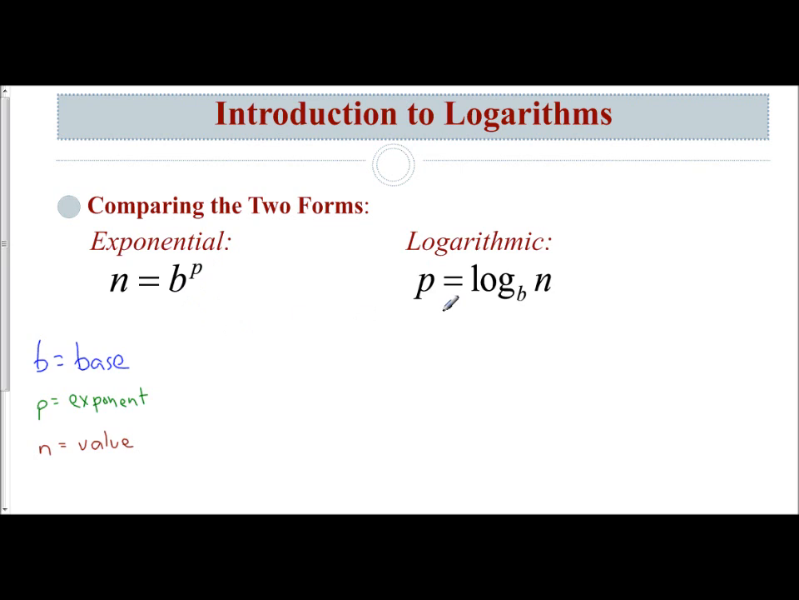If I look at the logarithmic form, my power now is equal to log base b of n. The reason why I want you to realize this b is referred to as the base in mathematical terminology is because this is read as log base b, and so b becomes the base down here. Your power is what it's equal to, so you're taking the log of the value to equal the power.